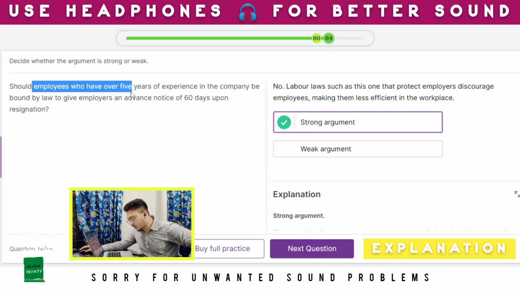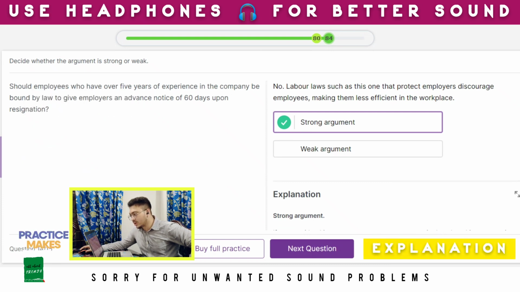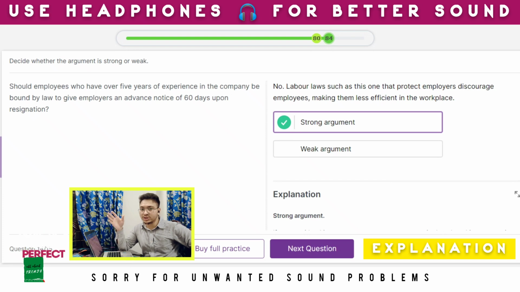What should employees who have... Okay, so the question was about someone who has already worked for more than 5 years in that company. Should there be a law that can insist the employees tell their employers, okay, I want to leave this job, within 60 days? Do you think it's really legit? Do you think it's irrational?